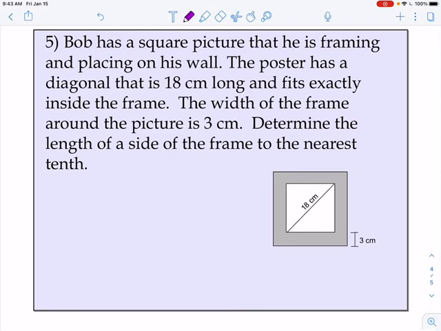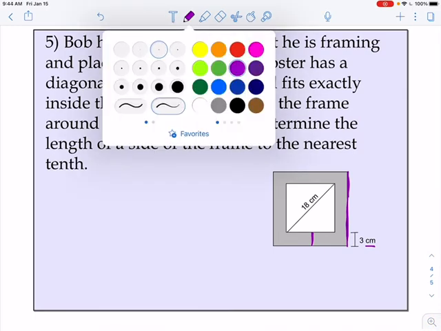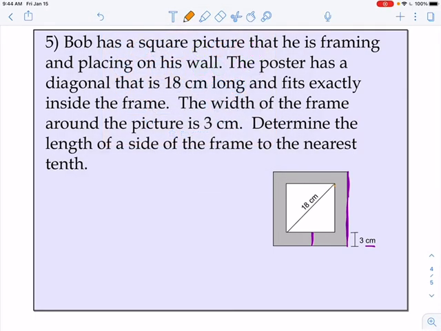Okay, so eventually what we want to do is find that side that I just highlighted in purple. And this little piece from here to here is what they're telling you is 3. The first thing I'm going to do is concentrate on that orange triangle right here. They told me it's a square picture, so square has a right angle.